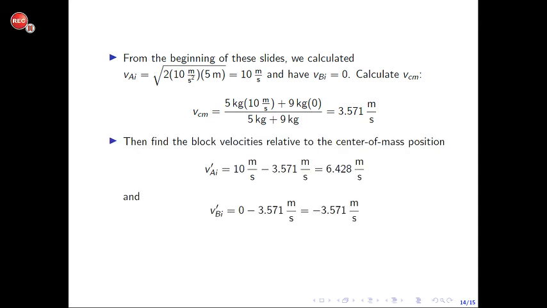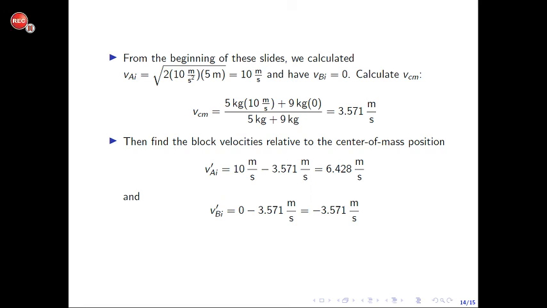And so we find new velocities relative to the center of mass. Okay. And what's happening is, as block A moves, it's catching up, it's getting closer to the center of mass, and so is block B. Even though it's at rest relative to block A, relative to the center of mass, it's moving because the center of mass is moving. It has a velocity.